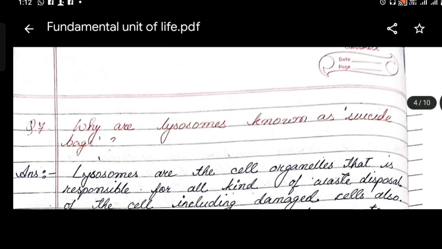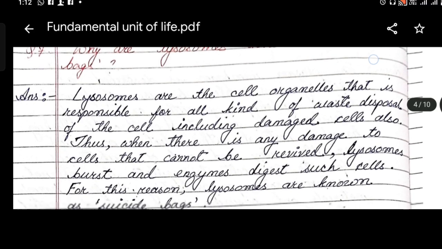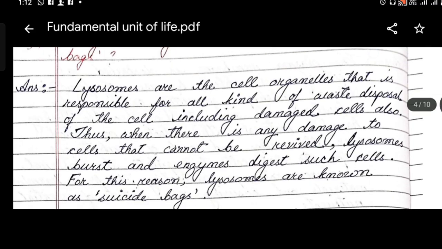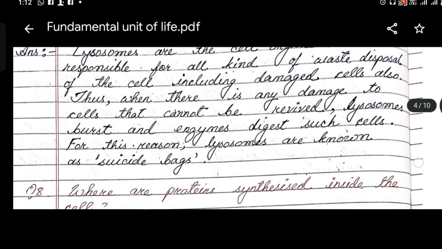Question number 7. Why are lysosomes known as suicide bags? Answer. Lysosomes are the cell organelles that are responsible for all kinds of waste disposal of the cell, including damaged cells also. Thus, when there is any damage to cells that cannot be revived, lysosomes burst and enzymes digest such cells. For this reason, lysosomes are known as suicide bags.